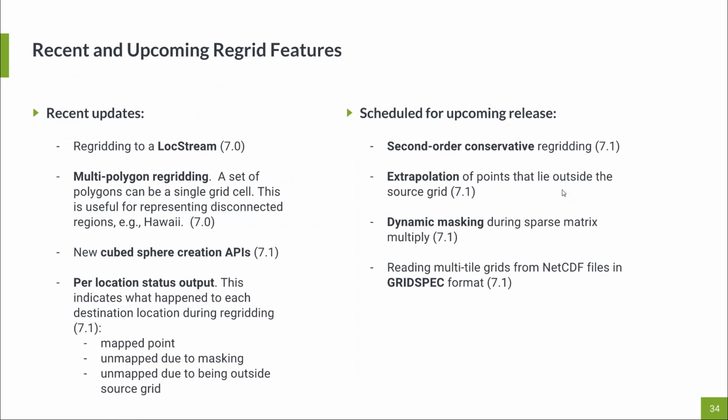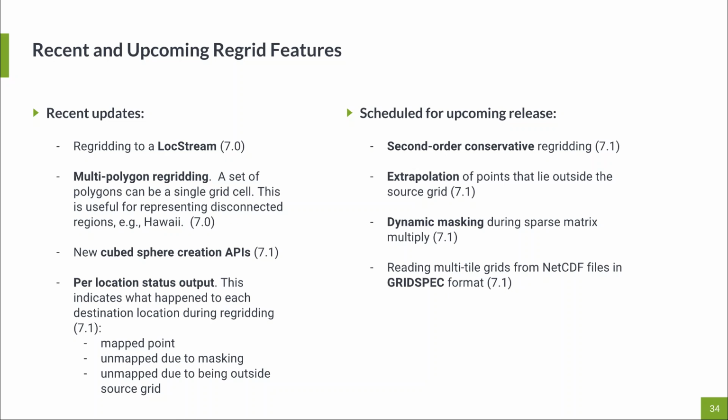So, some of the recent and upcoming updates with respect to regridding. Regridding to a location stream is supported now. Multi-polygon regridding means you could treat a polygon that's disconnected, say, for example, a cluster of islands, as a single grid cell. So you can map to and from it, and it'll have a constant value over that set of disjoint polygons. The new cube sphere APIs are available in development snapshots now if you need them, and will be released with 7.1.